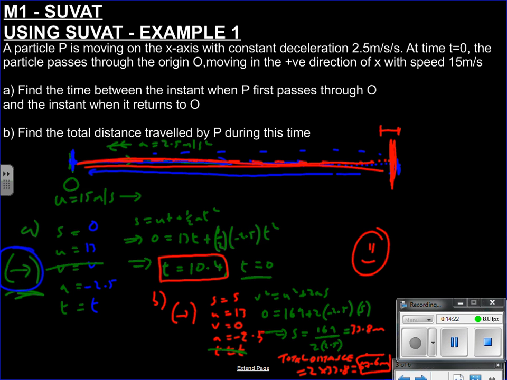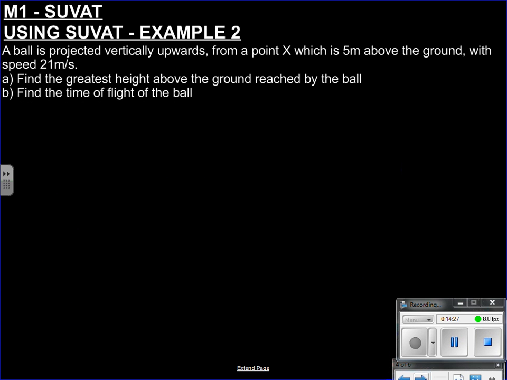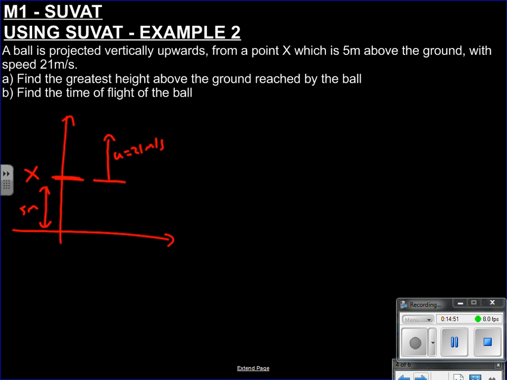Okay. Next example, let's try again. A ball is projected vertically upwards from a point X, which is 5 meters above the ground. So, always helpful to draw diagrams. So, point X, which is 5 meters here, so there's X, and that's 5 meters. Okay, and it's being projected upwards with initial speed 21 meters per second. Part A says find the greatest height above the ground reached by the ball.